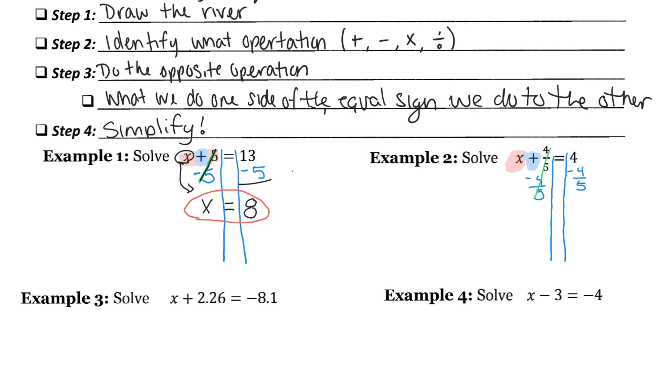They cancel out, which means we're left with x, we just bring our equal sign down the river. And then 4 minus 4/5. That's what we would do in our calculator. 4 minus 4/5, and that would give us 3 and 1/5. And now that's our answer.